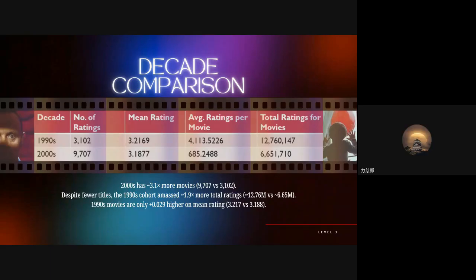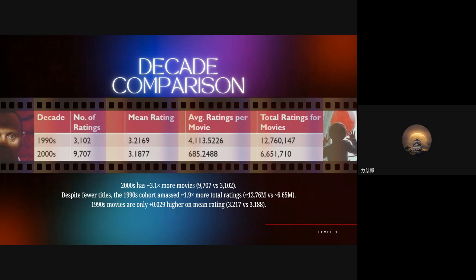In the 1990s, rating volume was low and more volatile, while in the 2000s, it was consistently higher, peaking around 2000 and 2005, before gradually declining toward the decade's end. Ratings in the 1990s averaged around 3.5 to 3.7 and stayed relatively stable, whereas in the 2000s, they steadily declined from about 3.5 to 3.3.